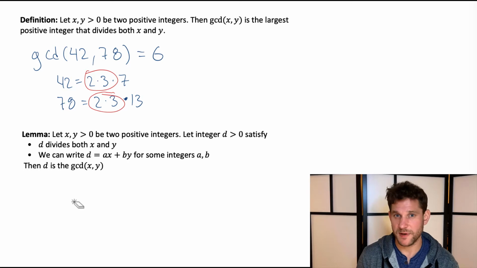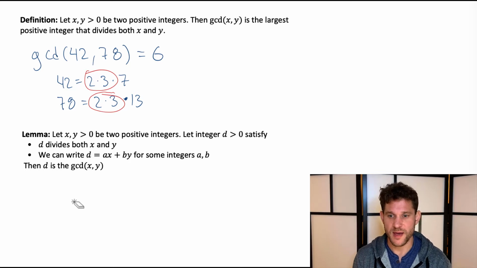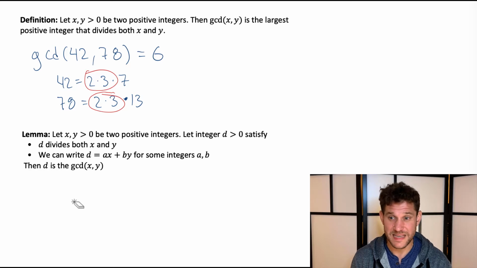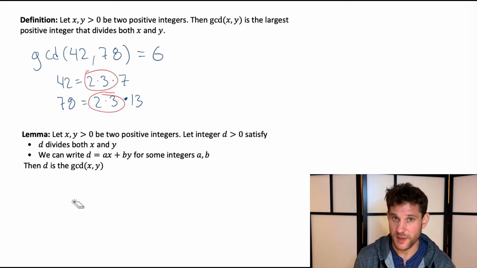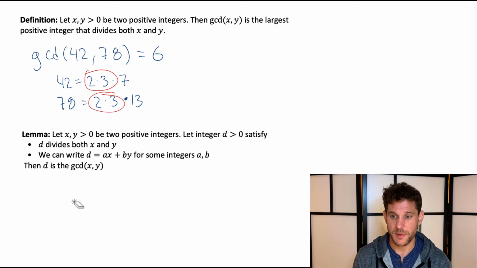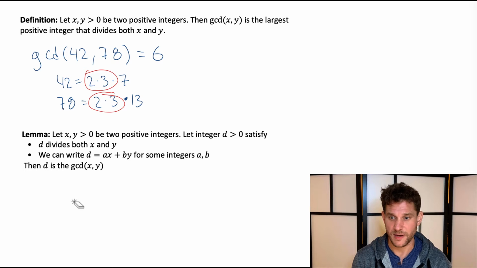Now I'm going to give you a lemma that is surprisingly useful to reason about the greatest common divisor in multiplicative inverses. So let's say x and y are two positive integers. Assume you have some integer d that has the following two properties. d divides both x and y. And also d is an integer combination of x and y, meaning you can write d equal to ax plus by for some integers a and b. It turns out that you can then be sure that d is the greatest common divisor of x and y.